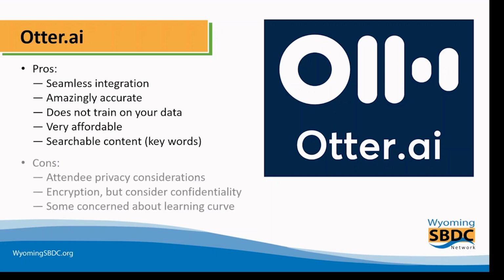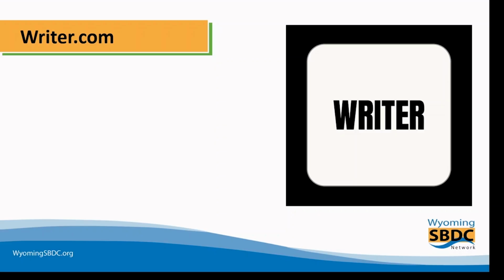The downsides here are pretty minimal. You want to make sure your attendees know a meeting is being transcribed. Otter claims everything is encrypted, but there may be instances when you don't want to transcribe sensitive information. And finally, some users experience a learning curve, but with all technology, ease of use is always relative to your technology experience.